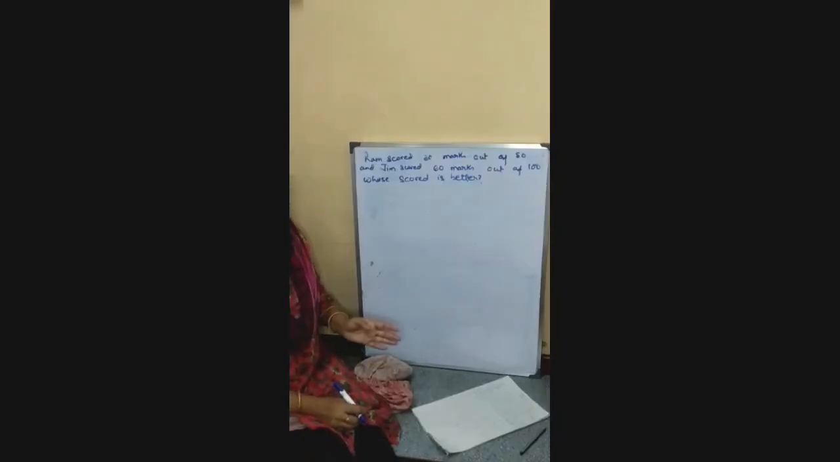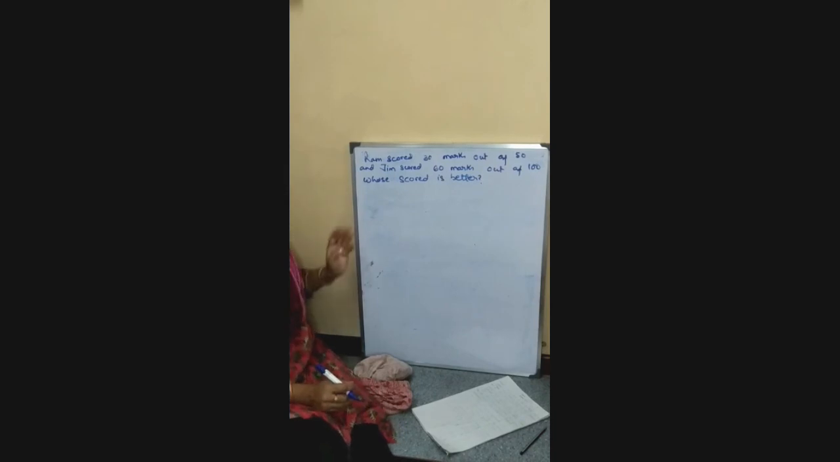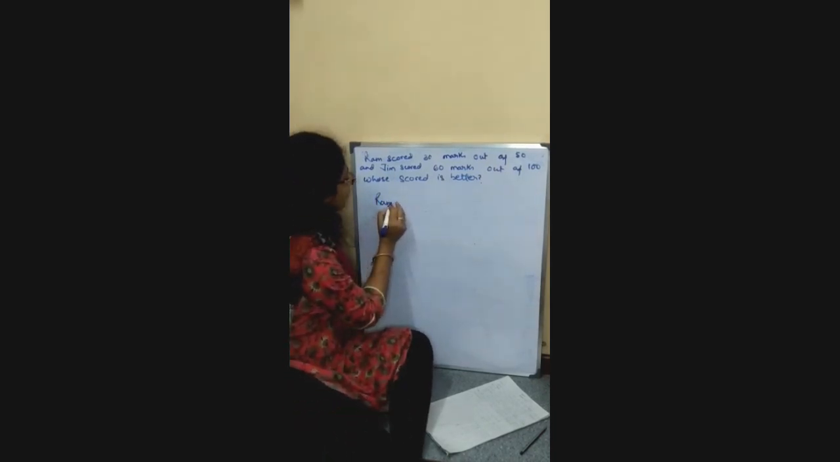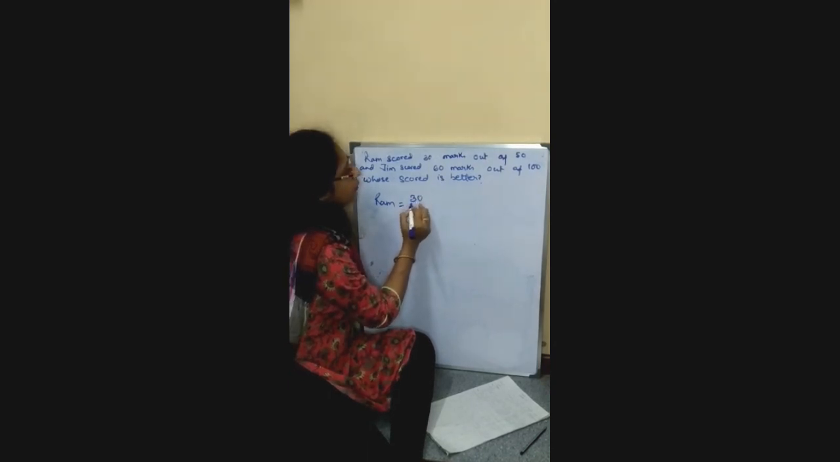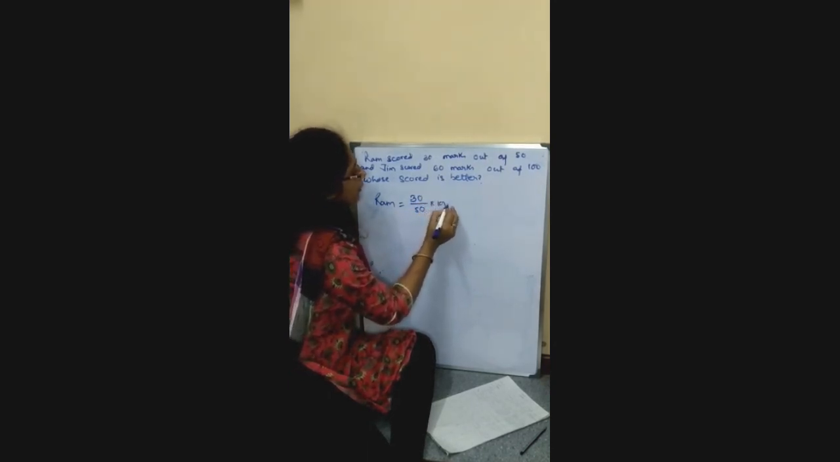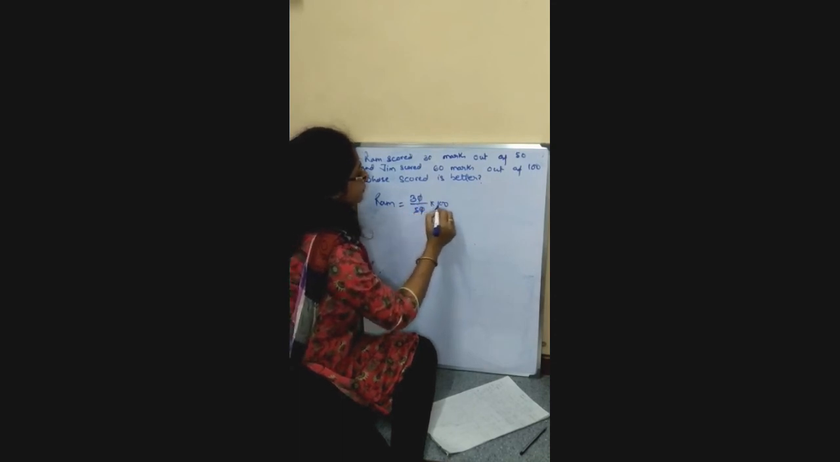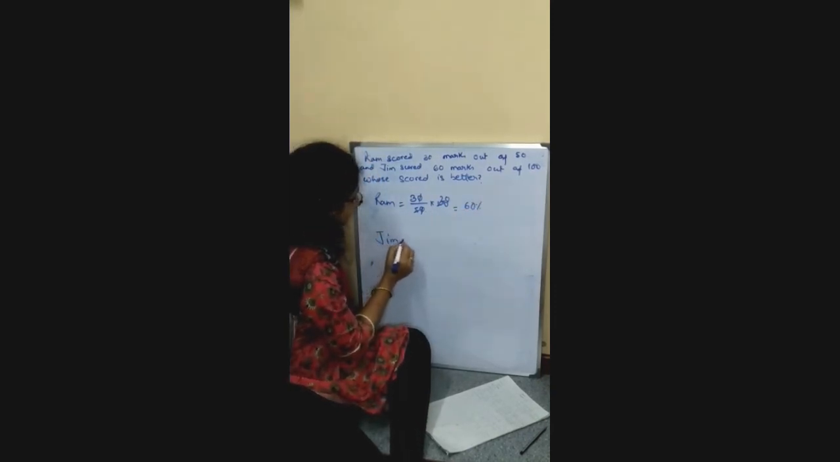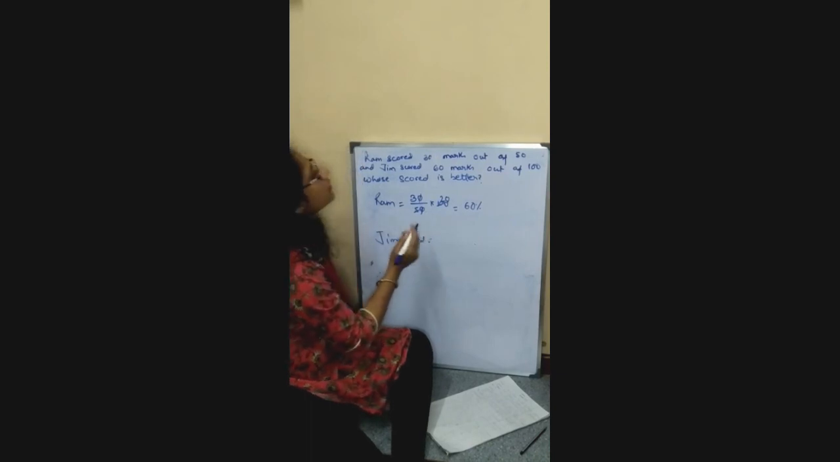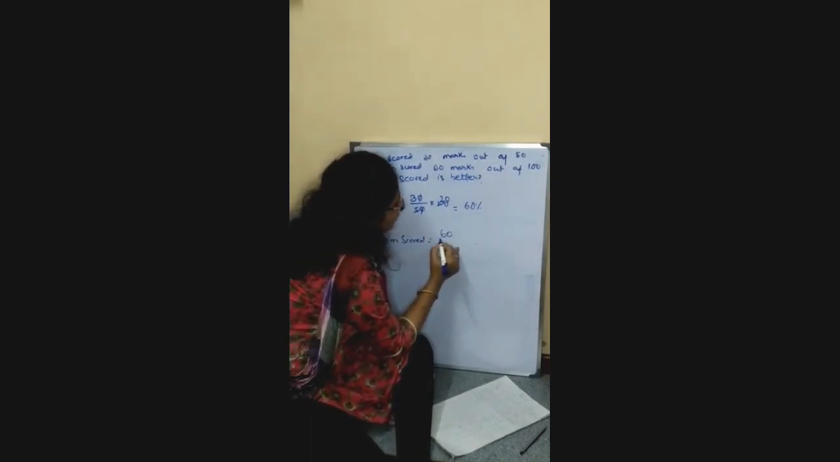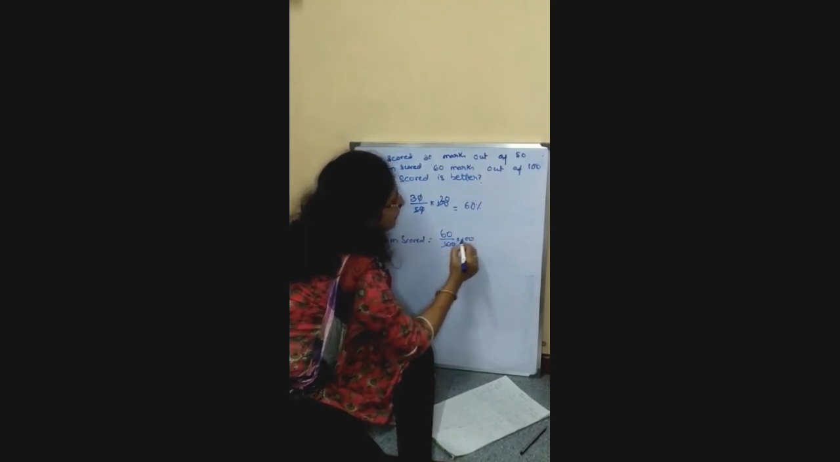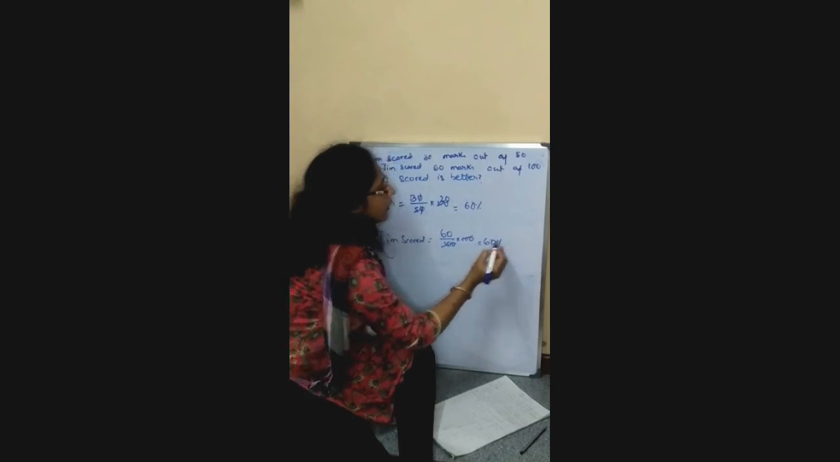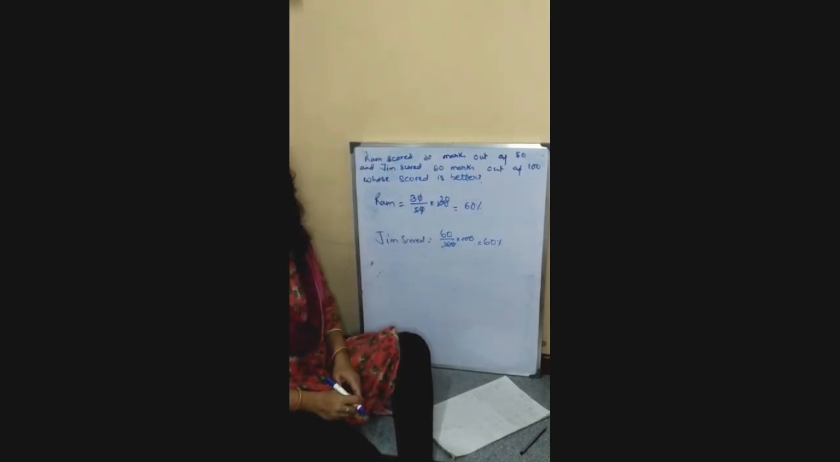Second sum is Ram scored 30 marks out of 50 and Jim scored 60 out of 100. Whose score is better? Ram got 30 by 50 into 100, that is 60%, and Jim scored 60 out of 100, 60 by 100 into 100 is 60%. Then we say that both scored equal marks in their exam, and both percentages are equal.